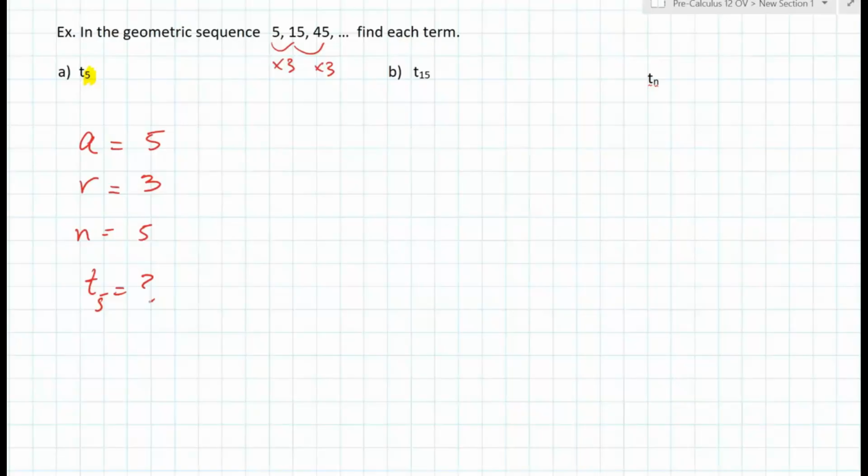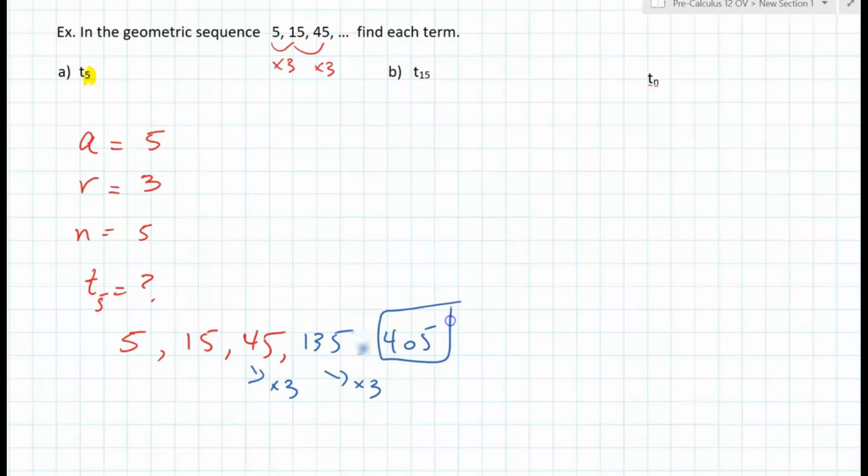And then another, that number times 3 again, you get another number, and that would be it. Let's do it again. So you will be getting 5, 15, 45, and then you will get 135 because you're multiplying that by 3, and then you multiply that by 3, and sure enough, you will get 405. Simple as that. So here it is, T5 is 405. You can do that, no problems.